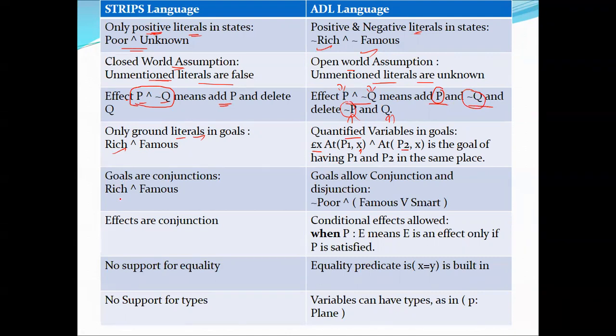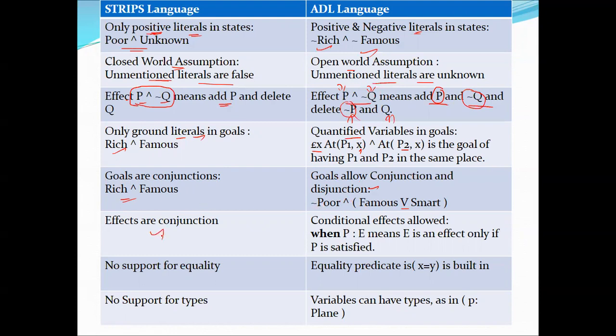And goals are conjunctions in STRIPS. Whereas ADL allows conjunction and disjunction. STRIPS does not allow disjunction. It allows only conjunction. Whereas in ADL, you can have conjunction and also disjunction. Not poor and famous or sporty. Like that, it can include. Okay, negation also it can include.